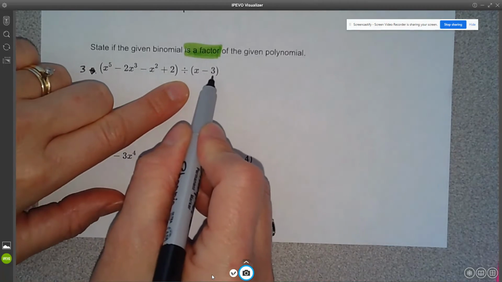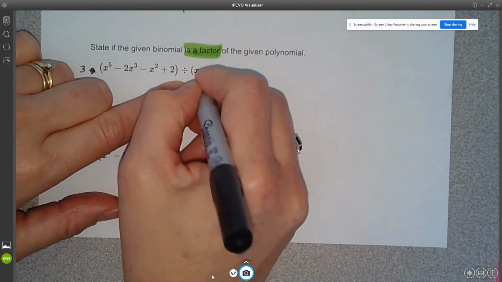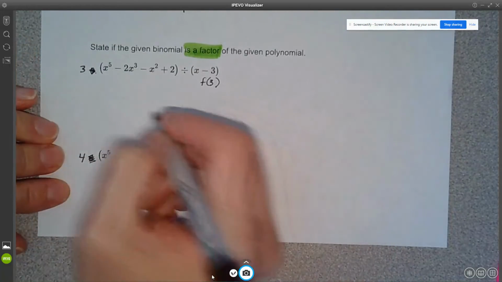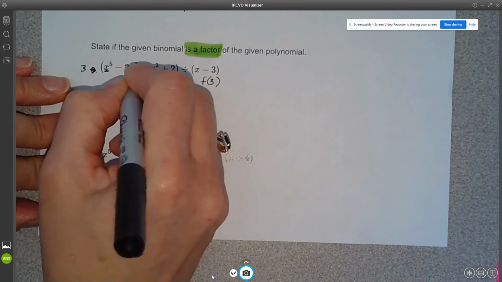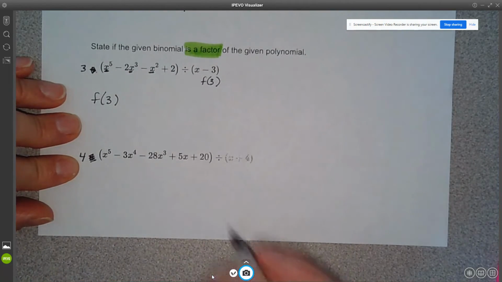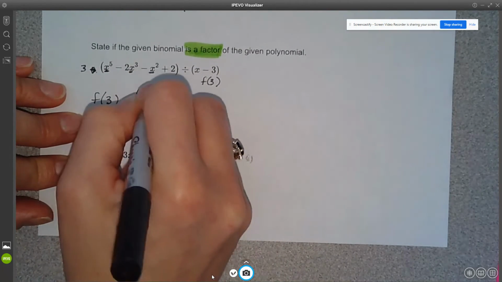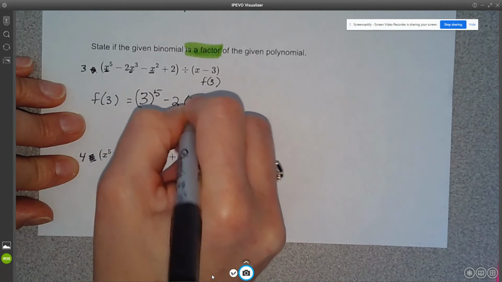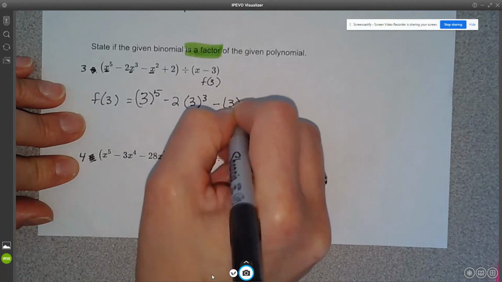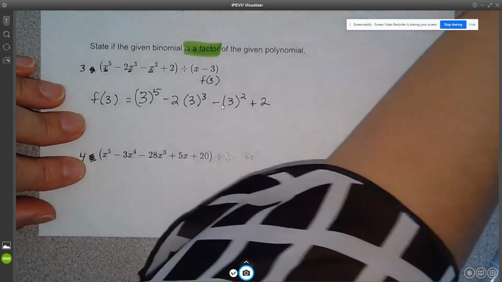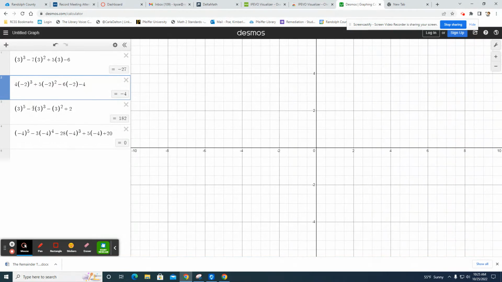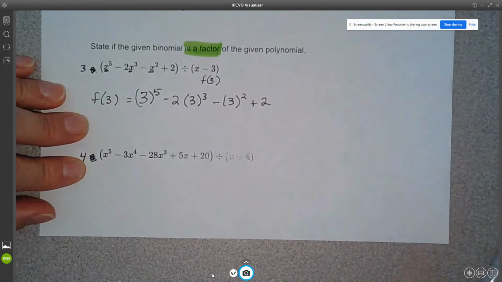So here it's x minus 3. So I'm looking for f of 3. So I'm going to come over here into my polynomial, and everywhere I see an x, all these 3 places here, I'm going to put a 3 in. So that's 3 to the 5th minus 2 times 3 cubed minus 3 squared plus 2. Again, I'm going to go to Desmos and get that. I've already keyed it in. It's this one right here. And I get 182.